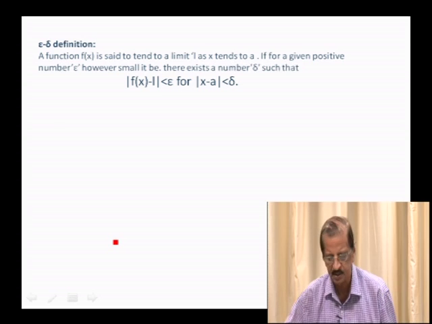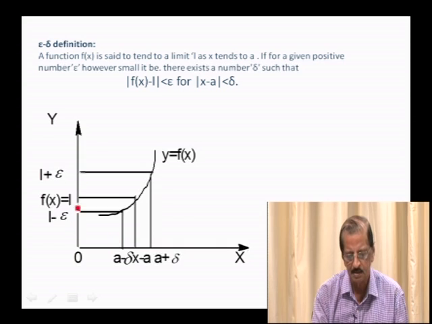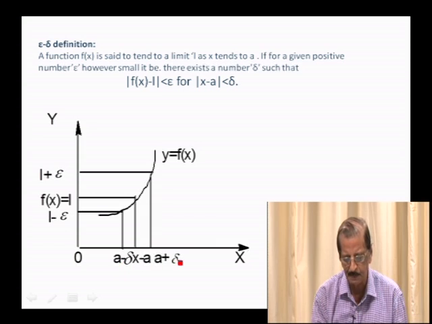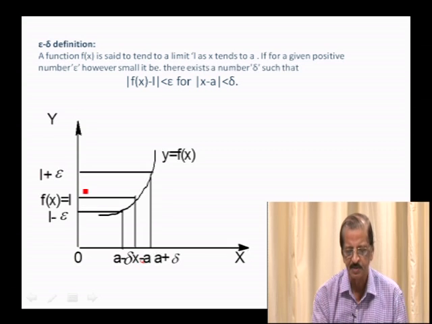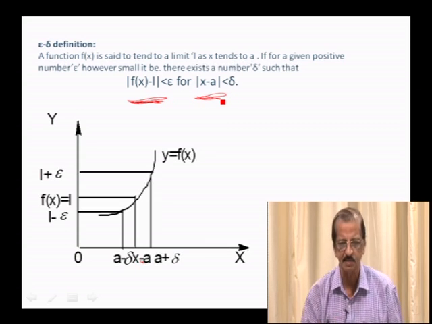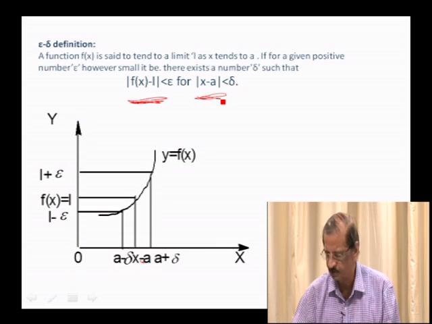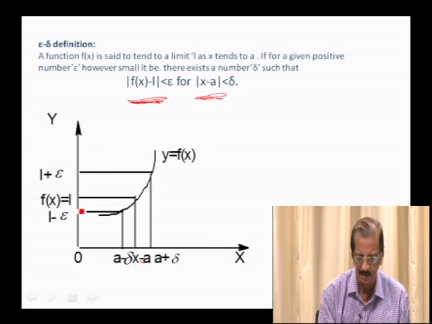If you consider this graph, you find that in the neighborhood of x equals a, you have a minus delta and a plus delta. So here x equals a is there. If you take any value of x in the neighborhood of x equals a, you get a value of f(x) in the neighborhood of L. So this f(x) minus L can be made as small as we please if you take values of x very nearly equal to a. That is the concept of limit. Epsilon delta definition will be given like that. So this is the neighborhood of a, this is the neighborhood of L.